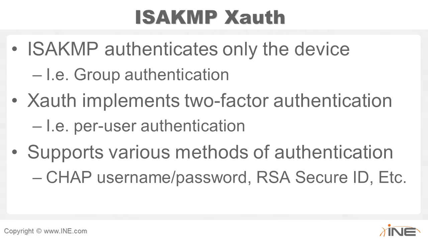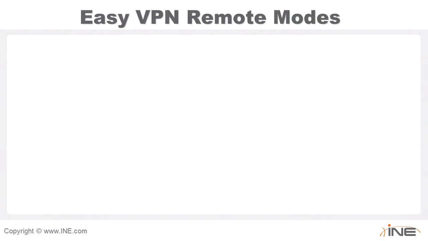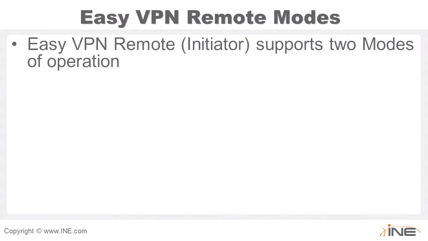Now, in addition to having these new forms of negotiation of the tunnel, the EasyVPN remote, which is the client or the initiator, is going to support two different modes of operation. The first of which is considered the client mode. Now, the client mode is what we would typically think of when we're thinking of the end VPN client that's running on your Windows machine or that's running on your phone.